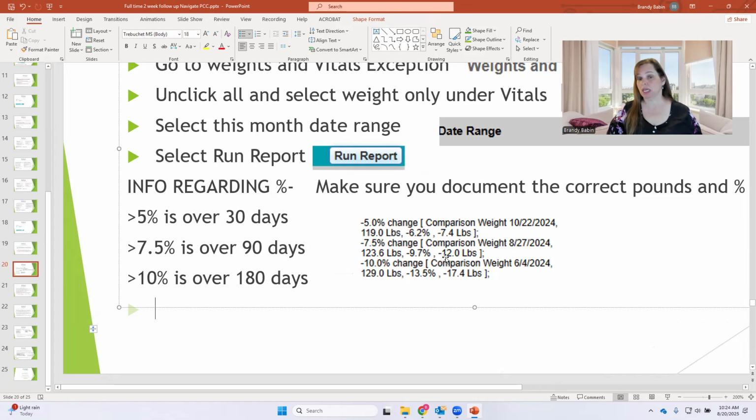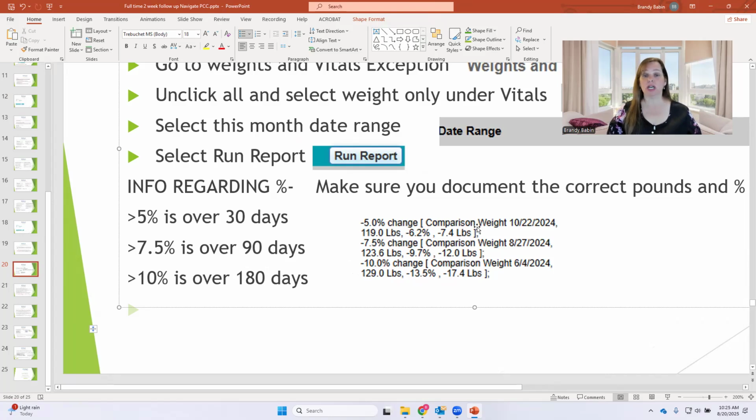So this patient would be having a 12-pound or 9.7% weight loss in the past 90 days. That's how you're reading this. And then this last one, you're thinking, gosh, they've had a 13% weight loss. I don't want you writing the patient's lost 10%. They haven't. The 10% reflects the 180 days. So this patient has had a 17.4 pound or 13.5% weight loss in the past 180 days.